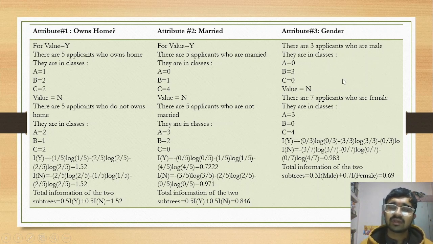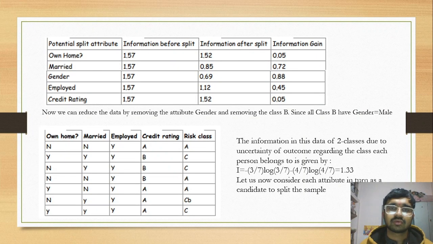And similarly we will calculate for other attributes also, and we will make a table like this, in which we have already calculated the information before split, and then we have also calculated the information after split that we got in the previous slide. We will subtract information after split from information before split, and in this way we will get our information gain. The attribute with the highest information gain will be selected as our splitting attribute. In this scenario, gender is the attribute with the highest information gain, so it will be selected.